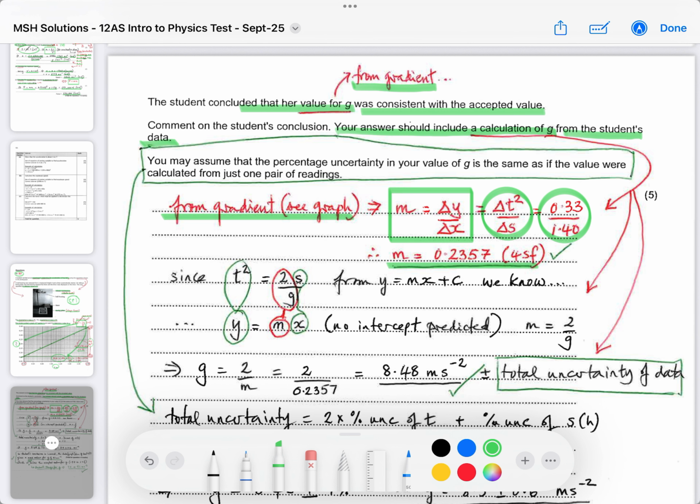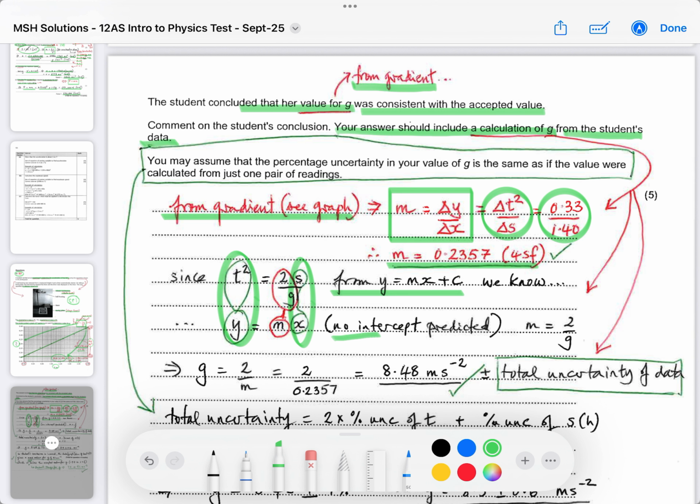Okay? Now, since we know it's a straight line, y must equal mx plus c. So whatever is on the y-axis, in this case, t squared, goes on the left-hand side. Whatever is on the x-axis is there, and therefore, because y equals mx plus c, whatever is in front of the variable that you put on the x-axis will be equal to the gradient. So 2 over g must equal the gradient.